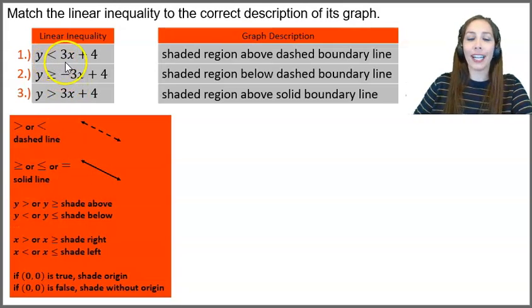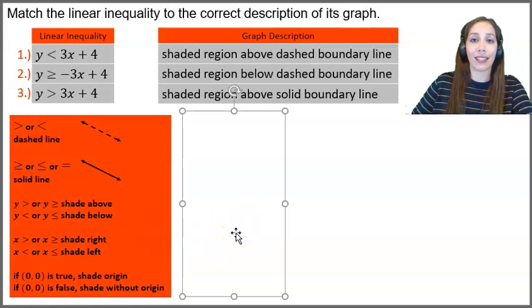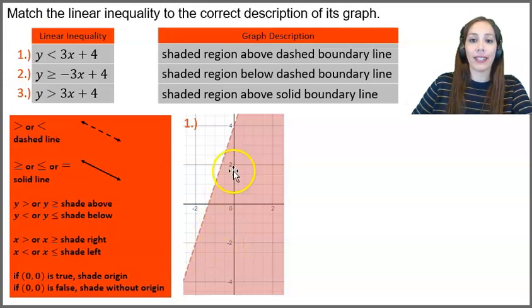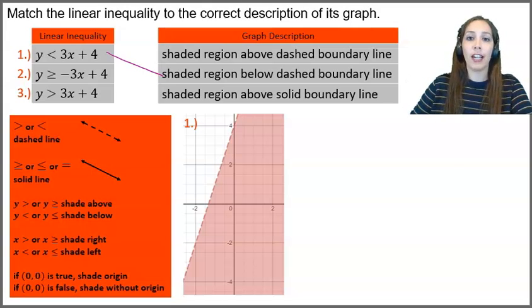On the first one, we have y less than 3x plus 4. So when we graph that, getting the slope and the y-intercept, we will notice that the less than sign means that it's dashed, and because it's y less than, we will be shading below, or going down the y-axis. So you can see right here, I have a dashed line, and we did shade below the line, or going down the y-axis. So this one will match up to our second graph description, shaded region below dashed boundary line.